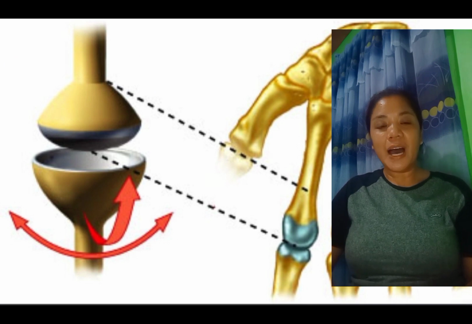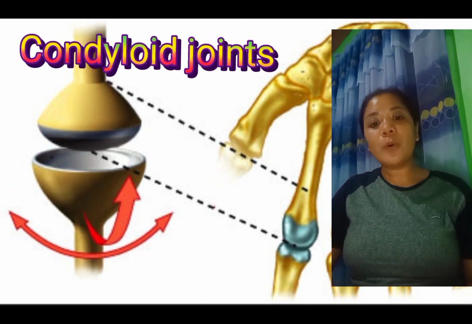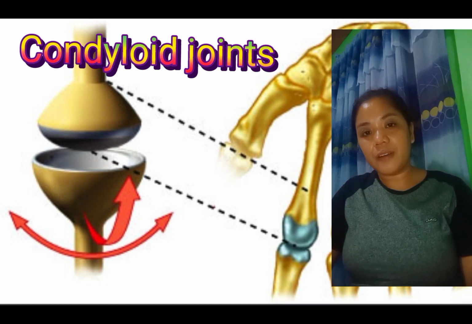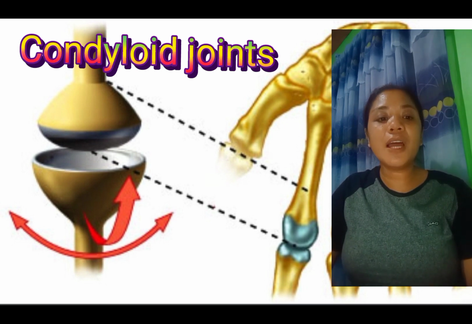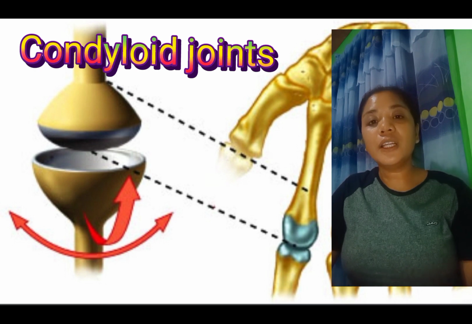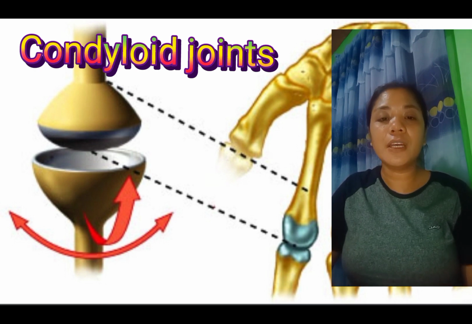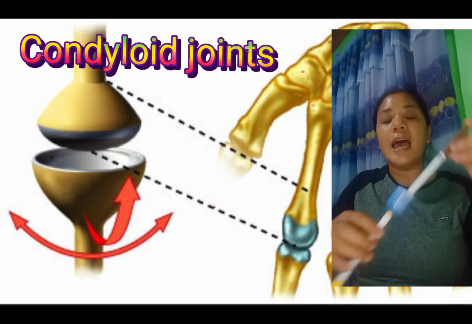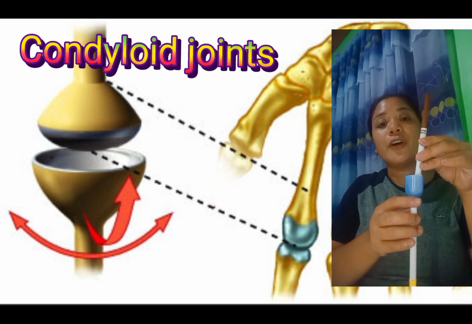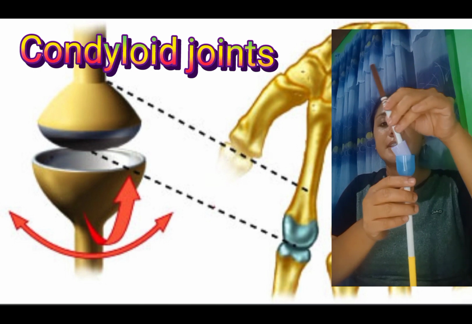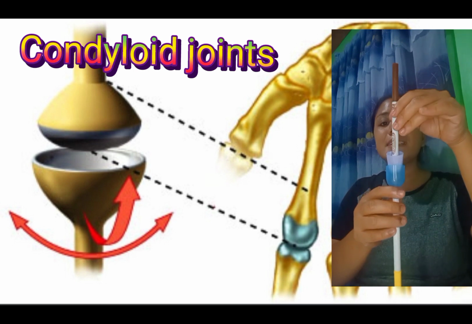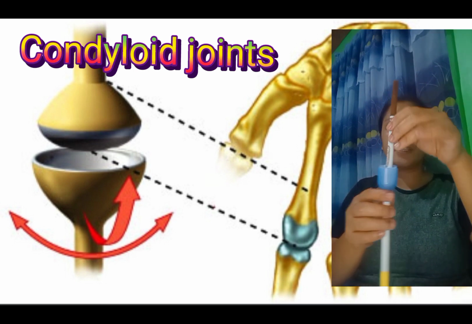Now, we will tackle the condyloid joints. This is composed of an egg-shaped bone known as a condyle that fits into a similarly shaped cavity. Although it sounds similar to a ball and socket joint, condyloid joints only allow forward, backward, and side-to-side movement and do not allow rotation. And this is my model for the condyloid joints. You can move it side to side and back and front. This is the example of condyloid joints.